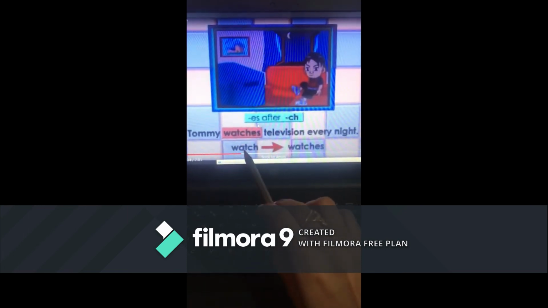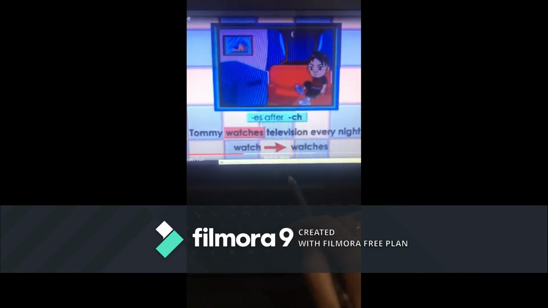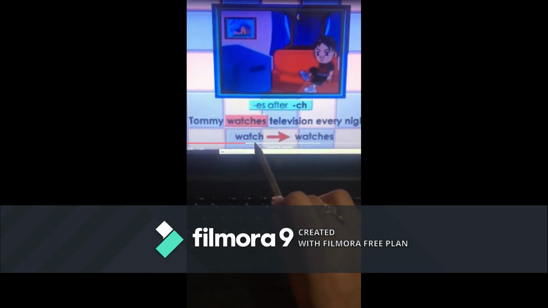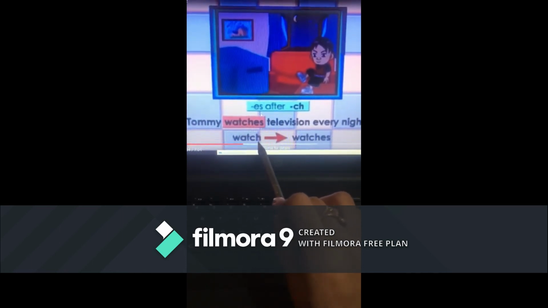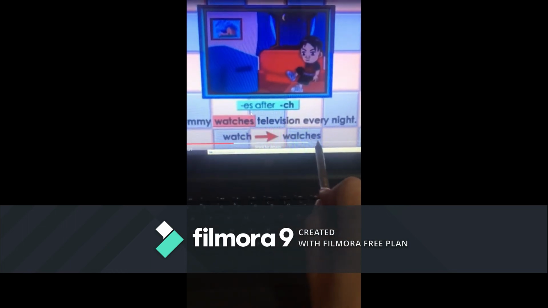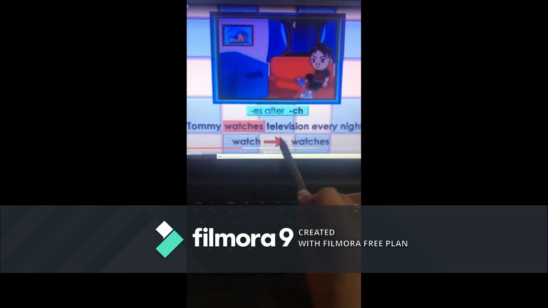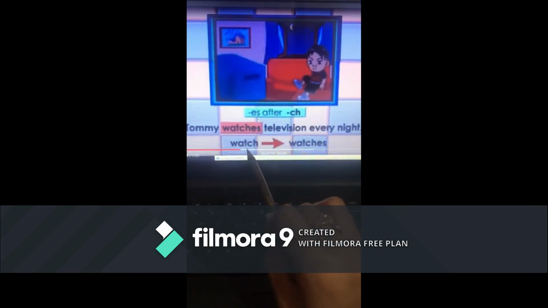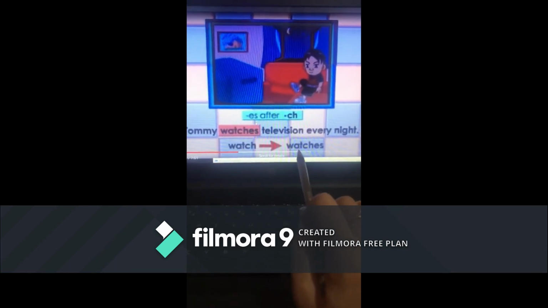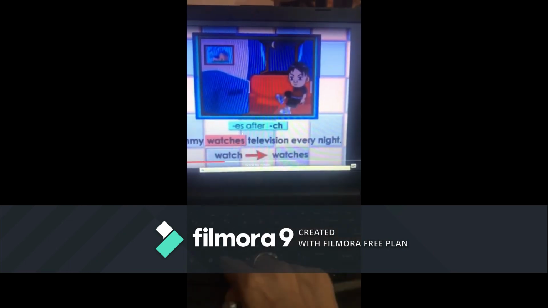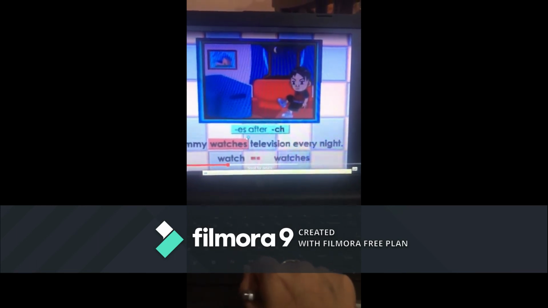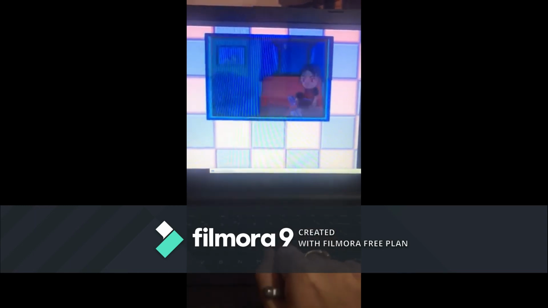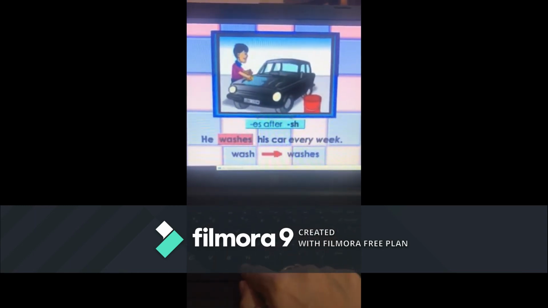Now the verb was watch, and as you can see, at the end of watch there is ch, right? So we will add es to make it simple present tense. Are you able to understand? To make watch simple present tense, we will add es. So this justifies our rule number 2. Watch becomes watches.